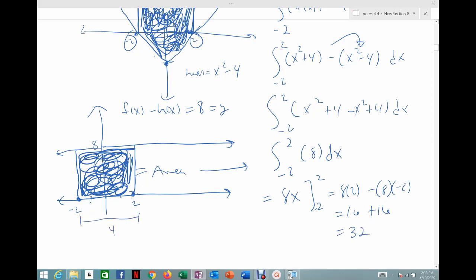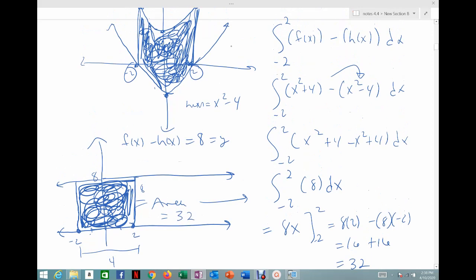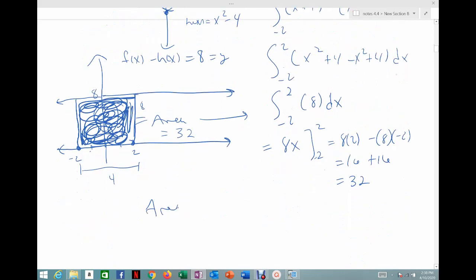This distance here is 4, this distance here is 8, 4 times 8, that area is 32. And so that means this area is 32, right? The area between my two functions is 32 units. So the area between f of x and h of x over the interval negative 2 to 2 is 32 units squared.